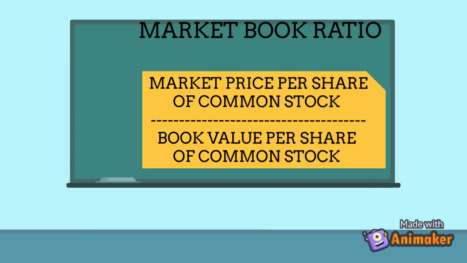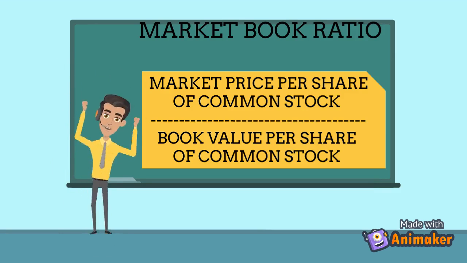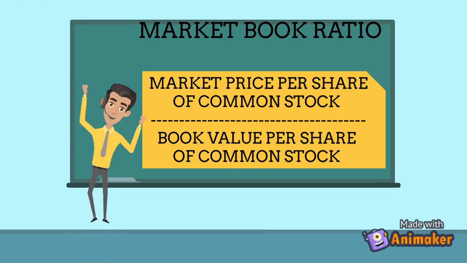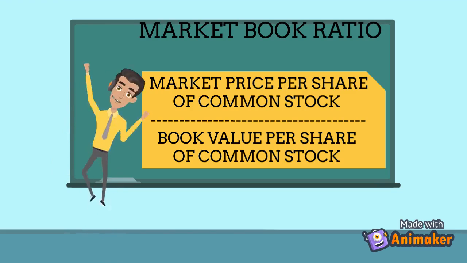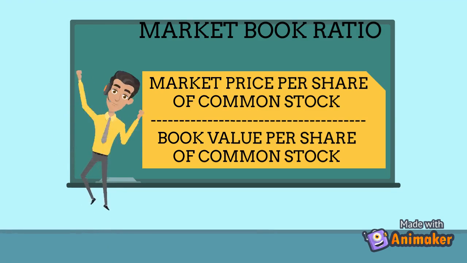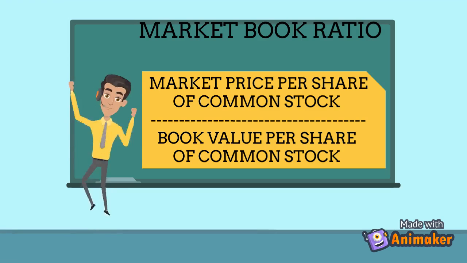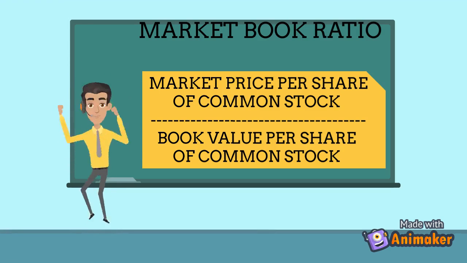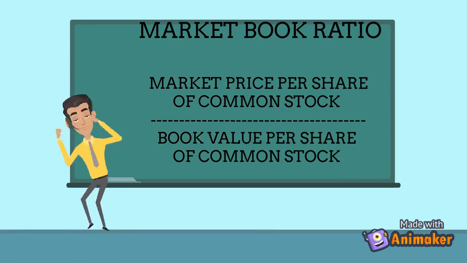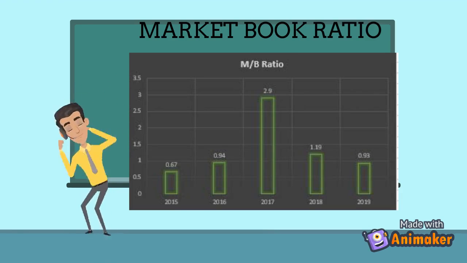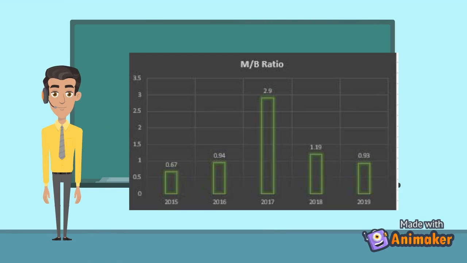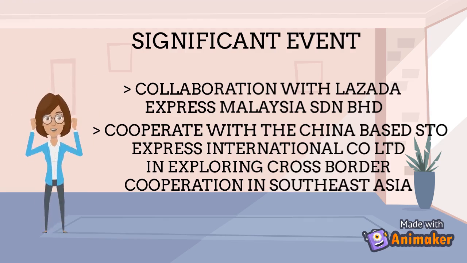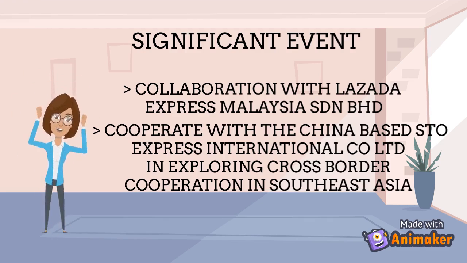The last ratio that we are going to look at is the market to book ratio. The formula for market to book ratio is market price per share of common stock divided by book value per share of common stock. The market to book ratio has the highest value in 2017 and the lowest value in 2015. These are the significant events that happened during the 5 years period.